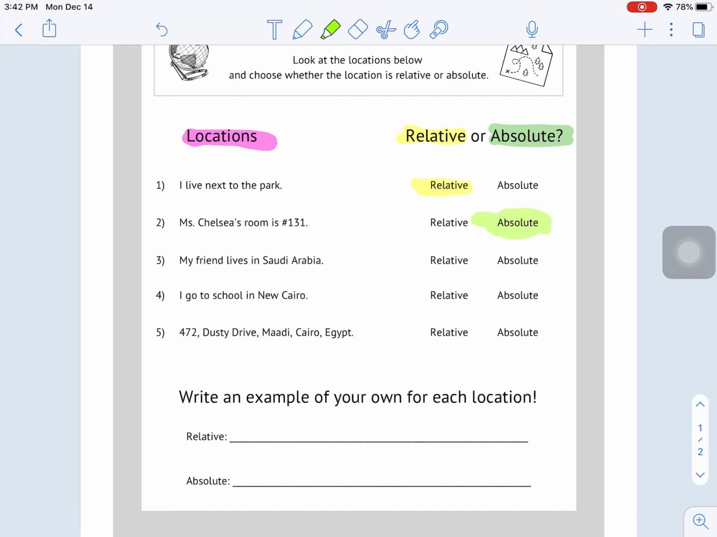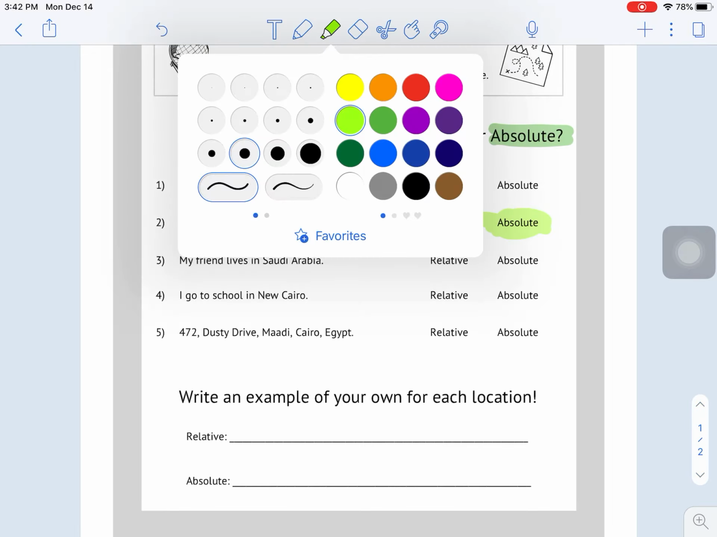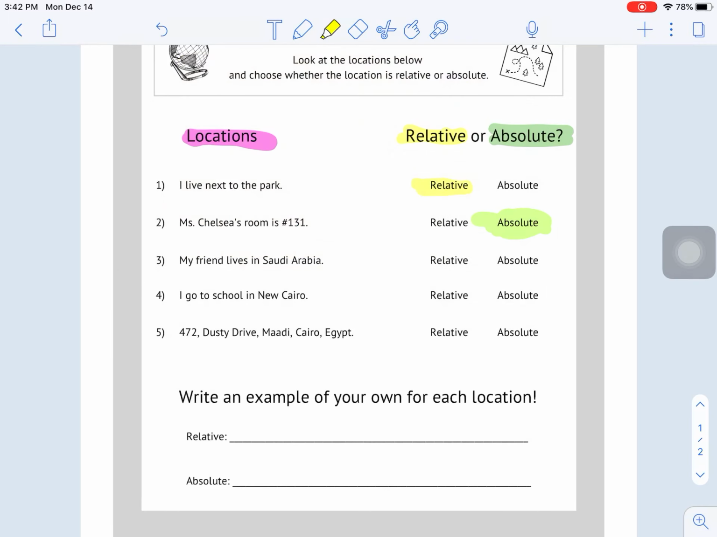If you want to pause the video and take a look at 3, 4, and 5, you can go ahead and do that, and then press play when you think you have an answer for all 3. Number 3 says, my friend lives in Saudi Arabia. Well, from this one, is there an exact location that they're giving me in Saudi Arabia? No, they're just telling me about in this area in Saudi Arabia. So that would be relative location.